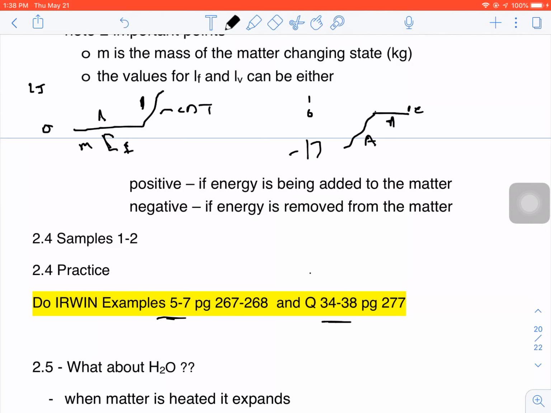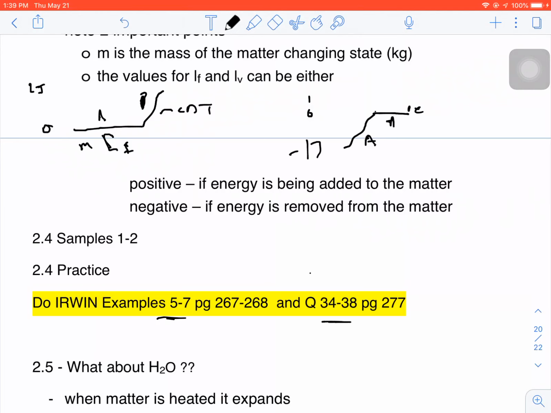Ultimately, once I've got my separate Q values, right, MC delta T and ML, I just have to add them up because I have to add heat here to melt it and then add more heat here. So I just have to add the 2 heats together to get myself from here all the way to the end of my graph.